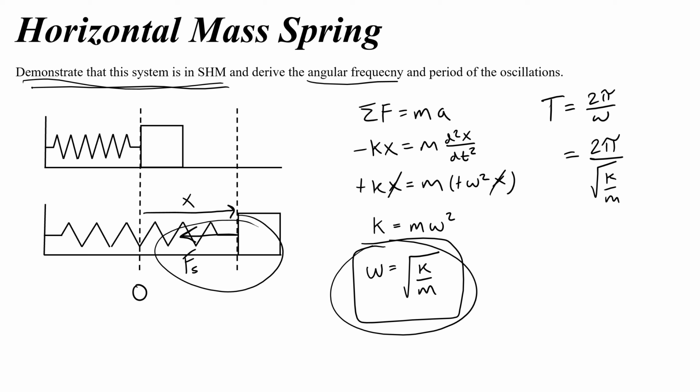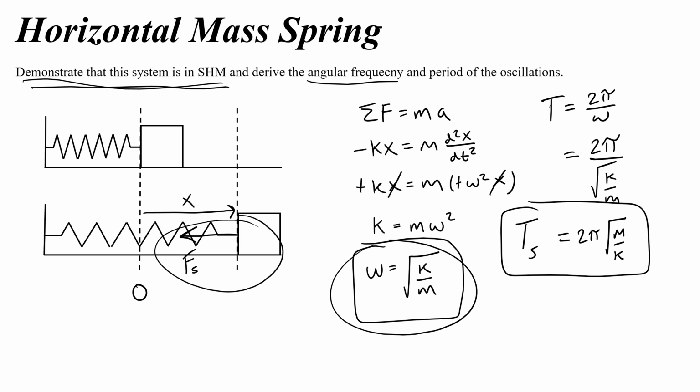But that's kind of ugly. So instead I'm going to put the 2 pi out front and reverse it to mass over spring constant here. This is the period for a mass spring system, which we typically denote by putting an S in front of T. And if you are taking the AP Physics C mechanics test, then this is on the equation sheet, which is awesome.